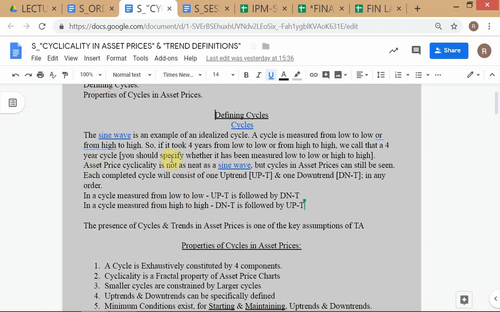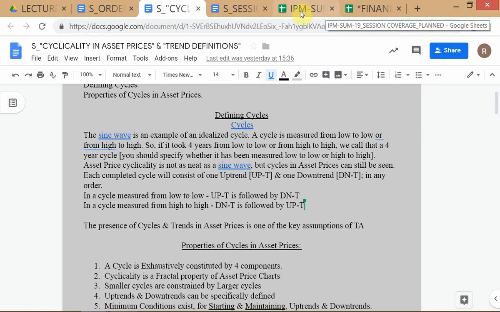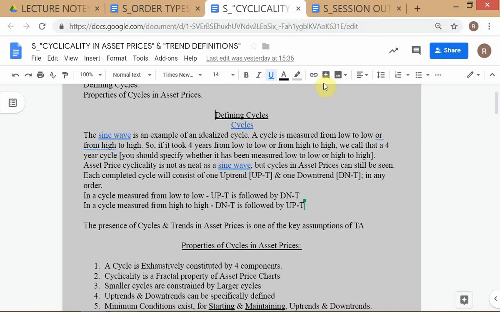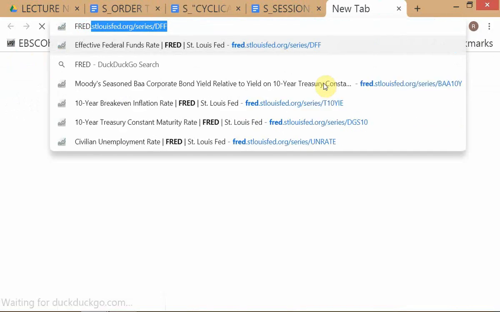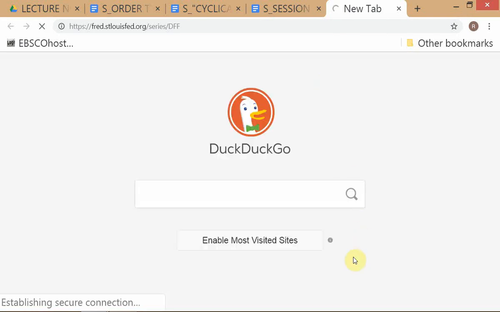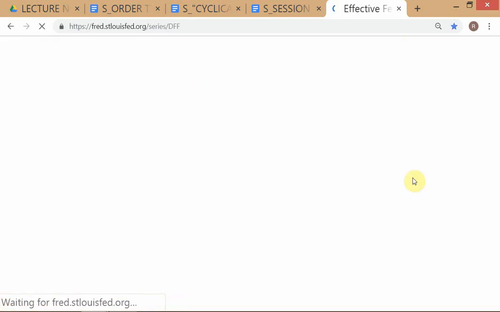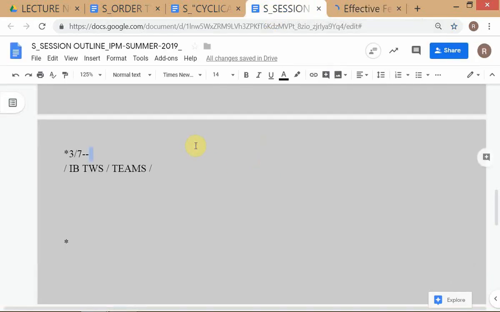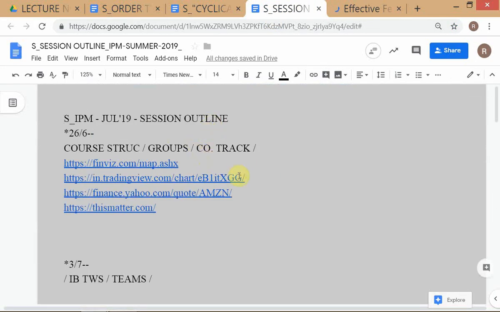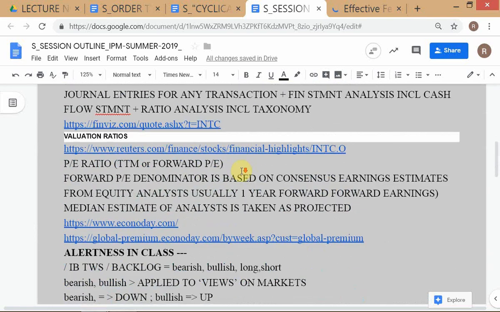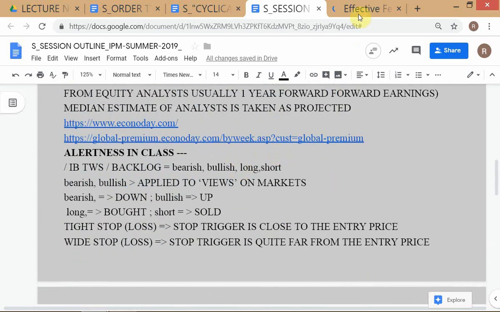Okay, so if we just go to FRED. Have I linked to this website here, FRED, as one of your links? No, I haven't linked to FRED. So this is another very, okay, so we'll come to this.